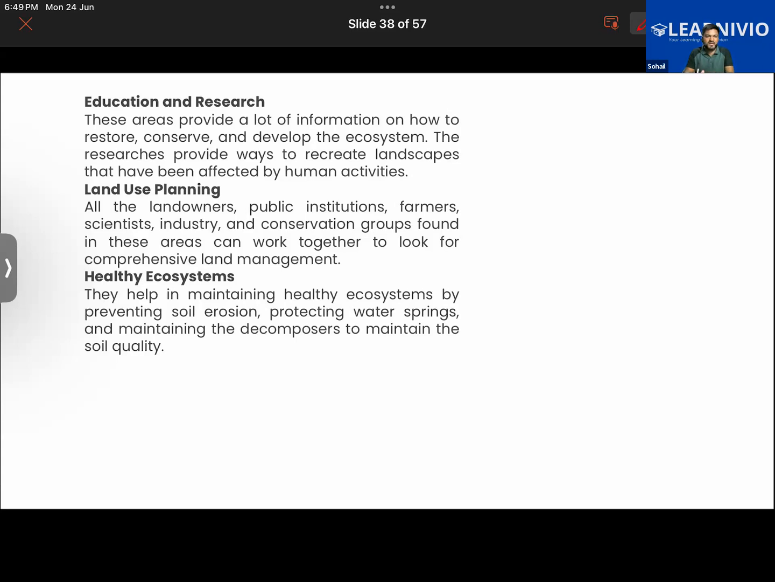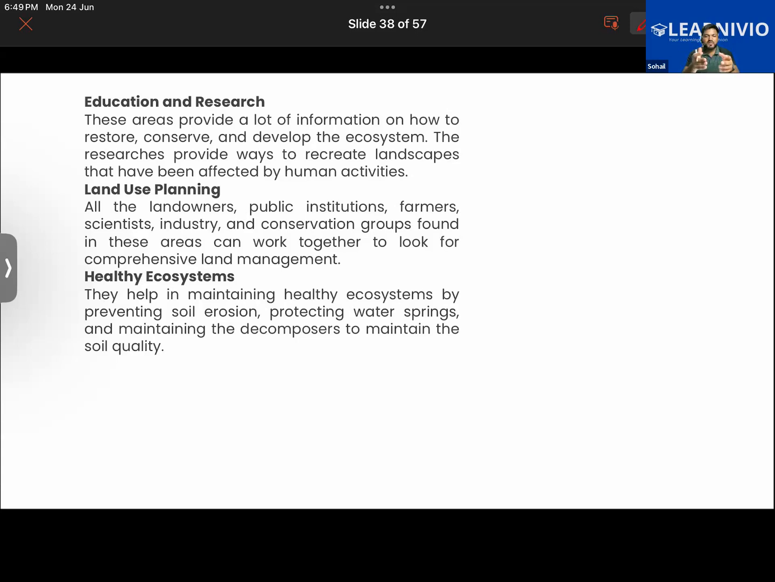Furthermore, the landowners in this area, public institutions, farmers or scientists that would be going there, some small cottage industries and conservation groups that would be found in this area, all of them can work together in order to come up with a comprehensive solution. So these are the mitigation steps they have to take in order to restore a damaged area in a biosphere reserve, to look after the needs of the plants and animals.